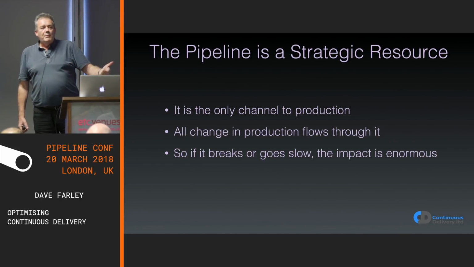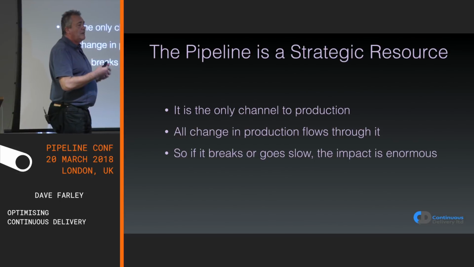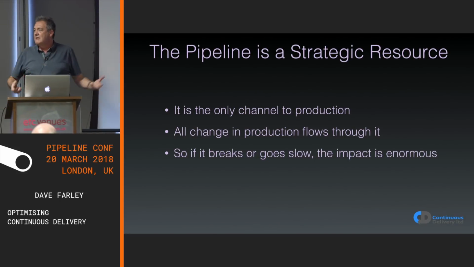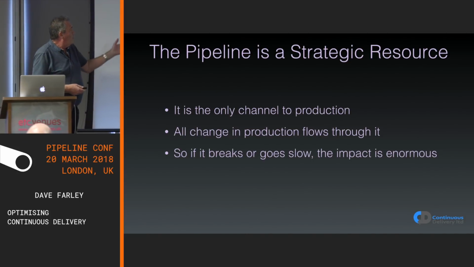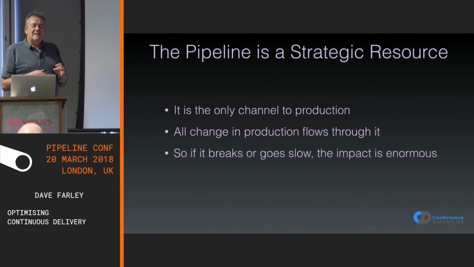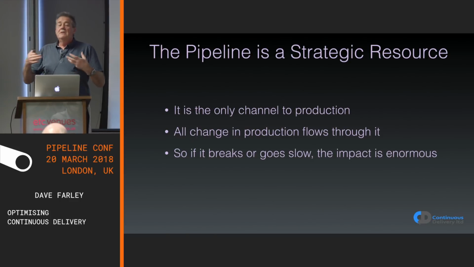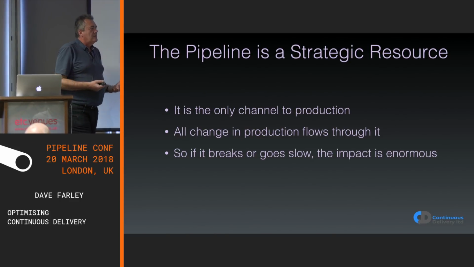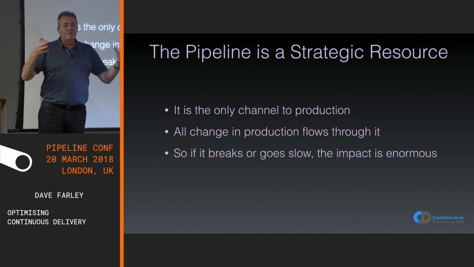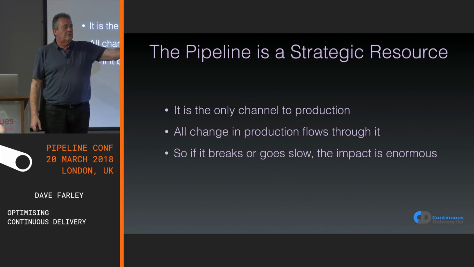Configuration of our system, change to the operating system, change to the language, change to the libraries, change to the database, change to the schema, change to the source code. Any of those things, shove it through the pipeline, evaluate it and see if it works. All change to production flows through it. If it breaks, it's going to have a fairly serious impact on our ability to deliver software. So, very rapidly, for organisations that become mature in the adoption of continuous delivery, the pipeline and the infrastructure that surrounds it becomes a strategic resource. This is your only channel for production.